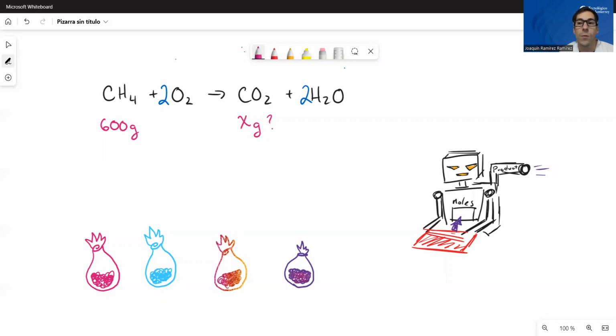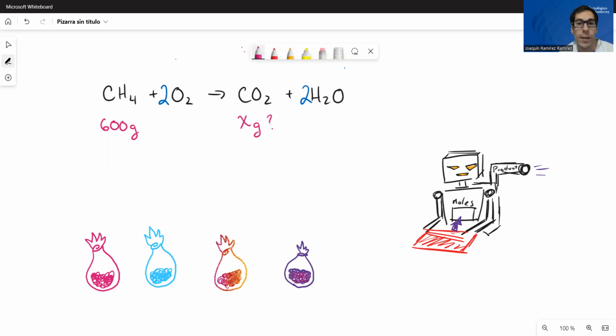So the way that we can use this balanced chemical reaction is like a recipe, okay? Remember, let's say a recipe for baking a cake. You need 5 eggs, and you need to combine them with 1 kilogram of flour to produce 1 cake or 2 cakes, I don't know. So think about a chemical reaction also as a recipe to produce these products. So you need to combine 1 molecule of methane with 2 molecules of oxygen to produce 1 molecule of CO2 and 2 molecules of water.